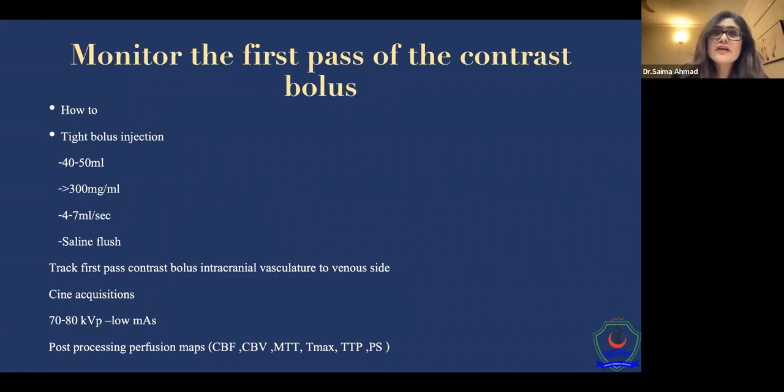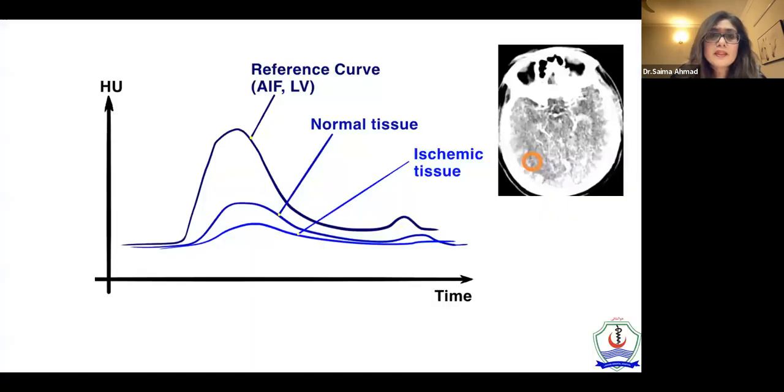And then you calculate later on the different variables like the CBF, CBV, MTT, Tmax, and TTP. You don't have to do it yourself. Software does this for you. And again, we use the low kVp because the k-edge of iodine is low, and you can have the maximum density of the contrast at the low kVp.